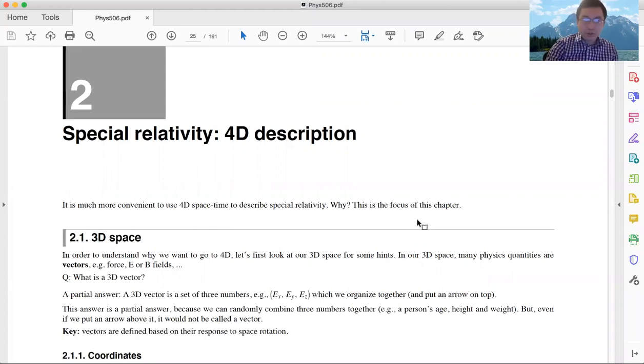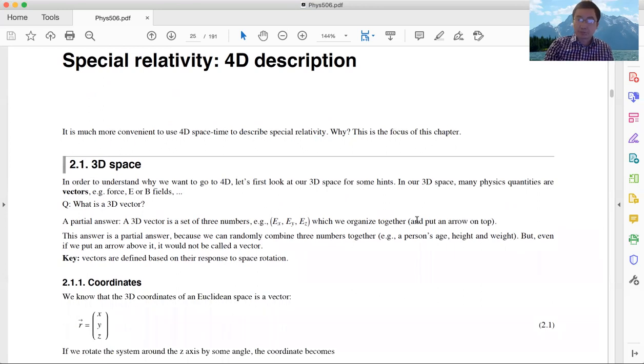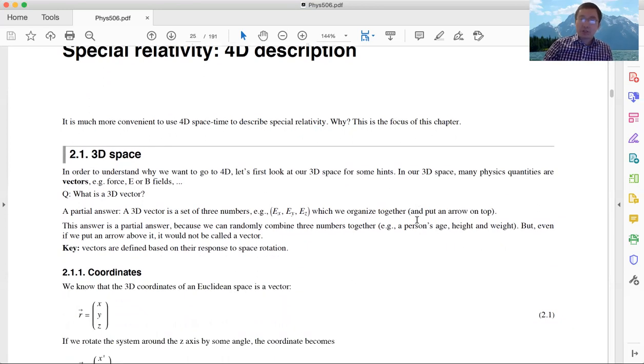In the previous lecture, we first did some review about 3D space. We showed that in 3D space, based on the rotational symmetry, based on how physics quantities respond to coordinate rotation, we can classify physics quantities into scalars, vectors, rank 2 tensors, rank 3 tensors, etc. Okay? This classification tells us immediately how each physics quantity responds to rotation. We know the rotation matrix, and we can write down what they do under rotation.